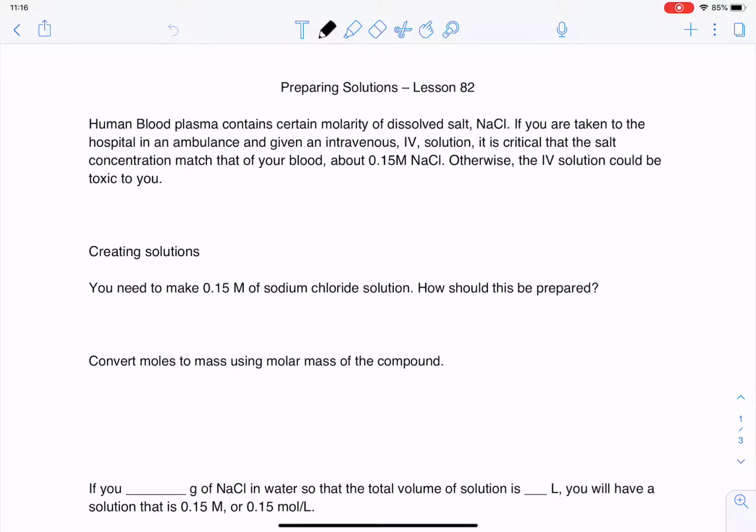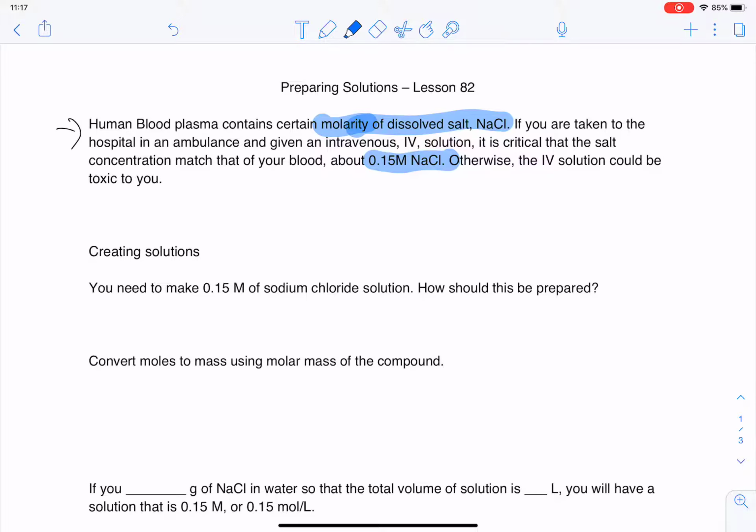For instance, if we think about human blood plasma, this contains a very specific molarity of dissolved salt. If we are injected with an intravenous or IV solution, where we're donating blood or receiving blood, it's imperative that the concentration of the solution matches the concentration of the blood in our body, right? And for that, the concentration of salt needs to be about 0.15 molarity. Anything else can prove harmful to our body.